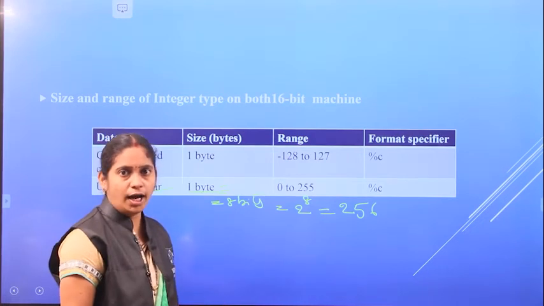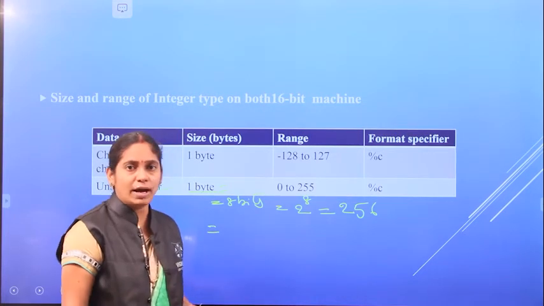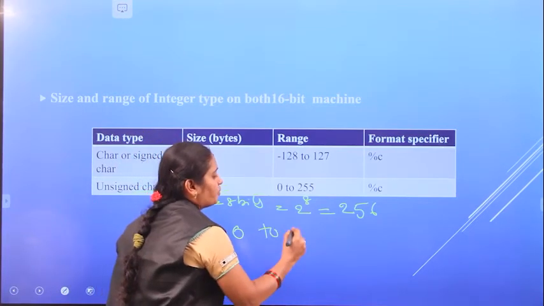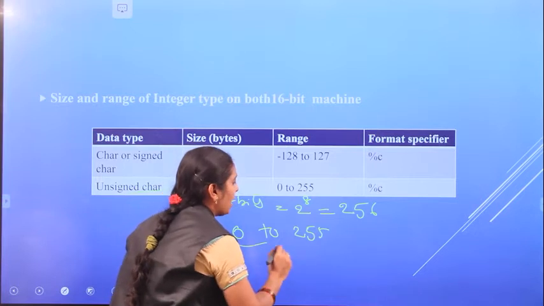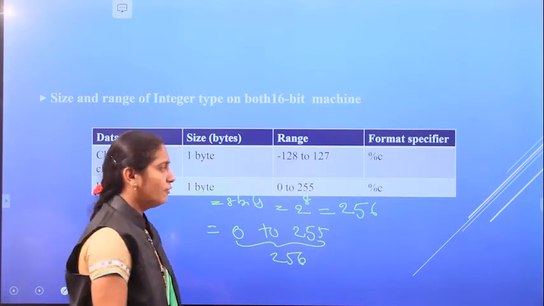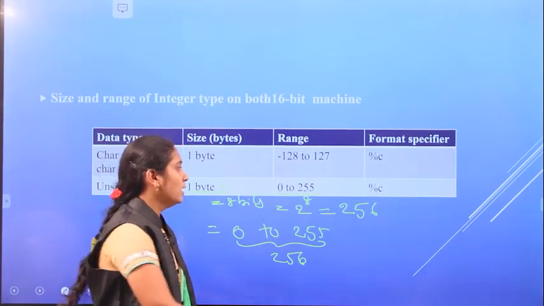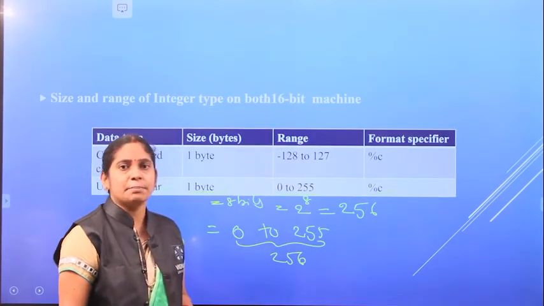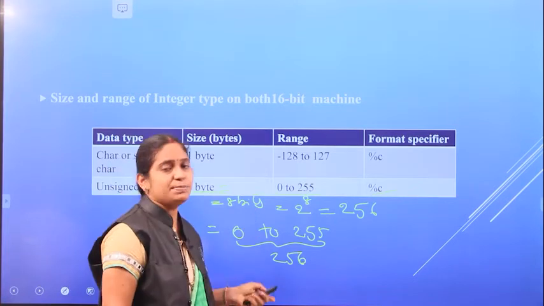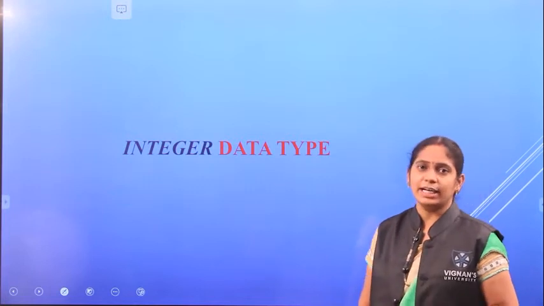Do we get any negative value here? No. Then what is the range here? No negative value means we have to start from 0. So 0 to 255, a total of 256 values. This is the range of an unsigned character. And the format specifier here is %c. For both signed and unsigned character, the format specifier is the same, that is %c. Here c represents character.